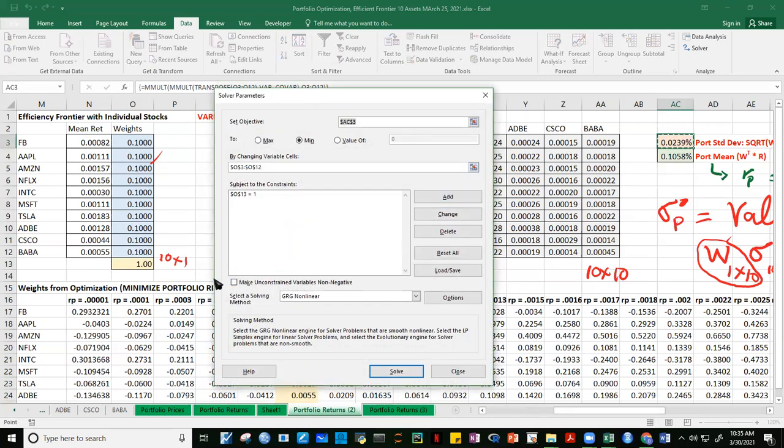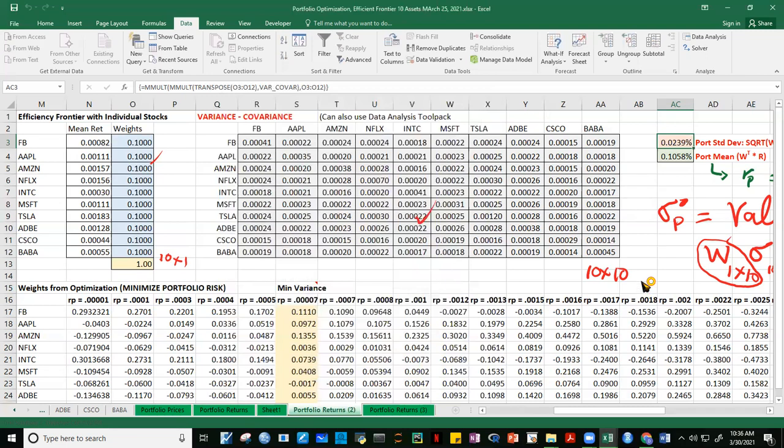Here there's an option, make unconstrained variables non-negative, which means these weights should be positive. Let's not do that, because if we do, we might not find a solution. To relax the constraint a bit, don't check this, leave it blank. Then we'll use GRG Nonlinear, because this is non-linear. It's matrix multiplication, so it's not linear. Ready? Yes, sir. So when we solve this, solve.